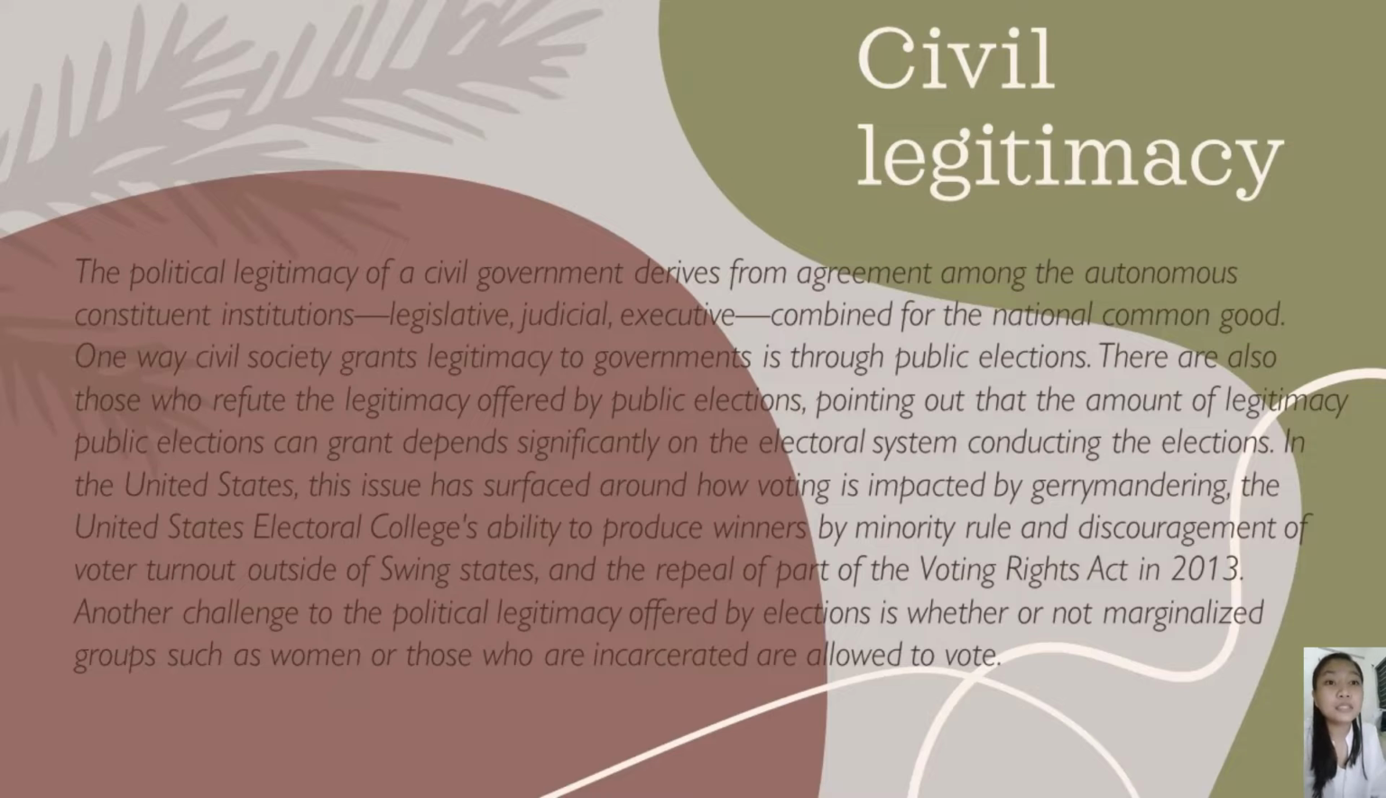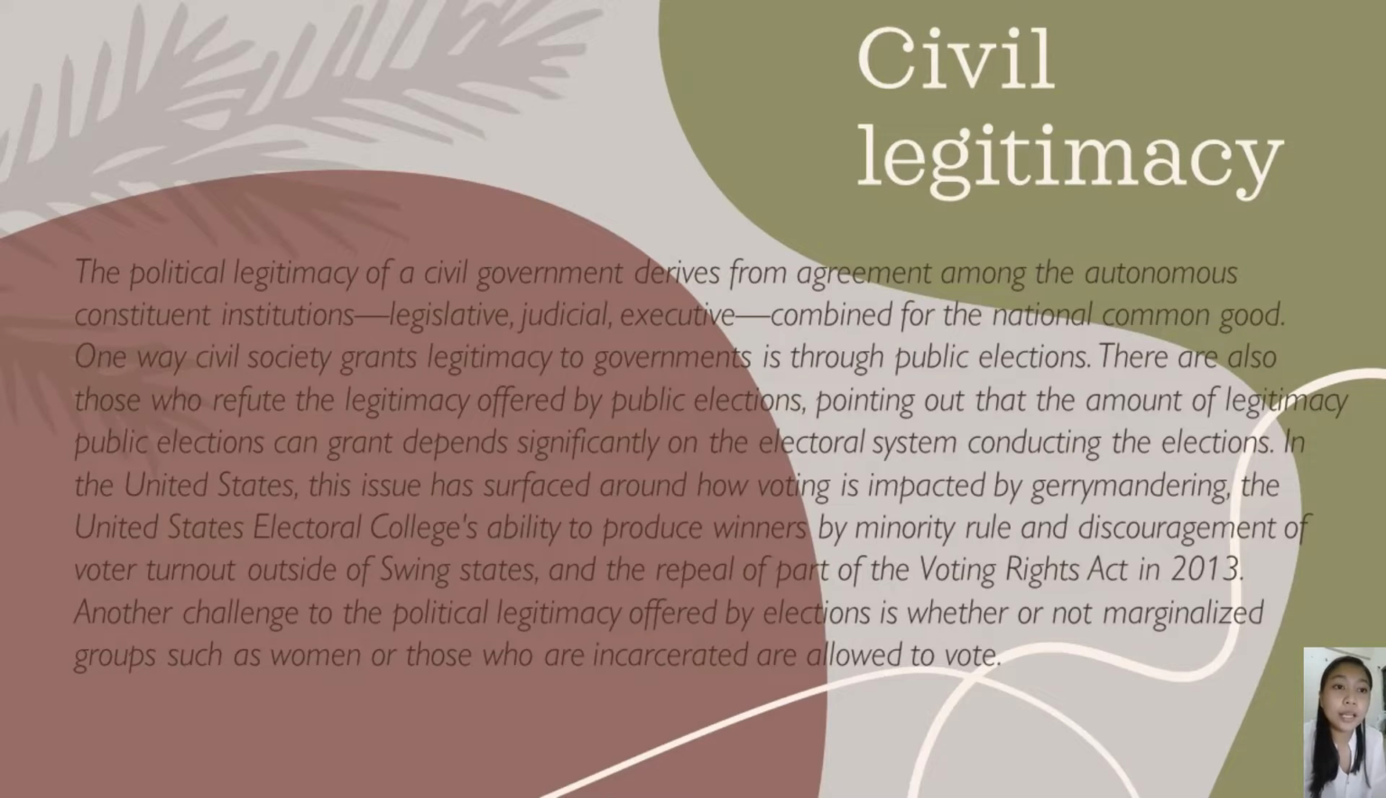The second legitimation is civil legitimacy. The political legitimacy of a civil government derives from agreement among autonomous constituent institutions, legislative, judicial, and executive, combined for the national common good. One way civil society grants legitimacy to governments is through public elections. There are also those who refute the legitimacy offered by public elections, pointing out that the amount of legitimacy public elections can grant depends significantly on the electoral system conducting the elections.